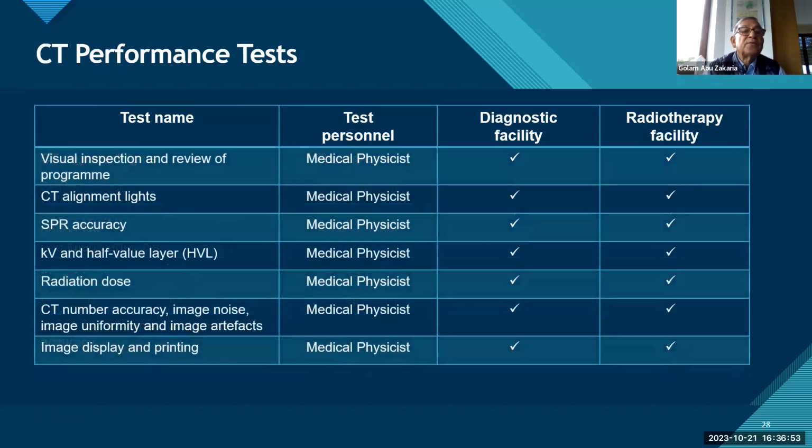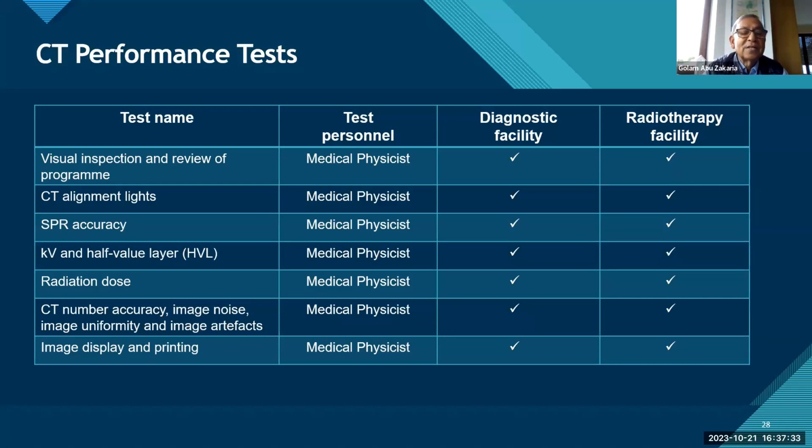And here in the CT performance test, you see the medical physicist, and in most cases it is not with the equipment. Here is visual inspection and review of the program, CT alignment lights, SPR accuracy, kV and half value layer. Yes, this is actually physics. This gives you the correct voltage, which is also important for the quality. And radiation dose, it is your domain. CT number accuracy, image noise, image uniformity, and artifacts, it is our domain.